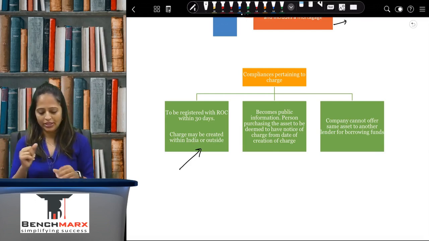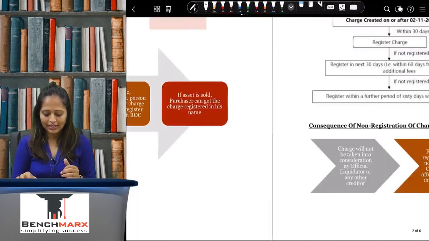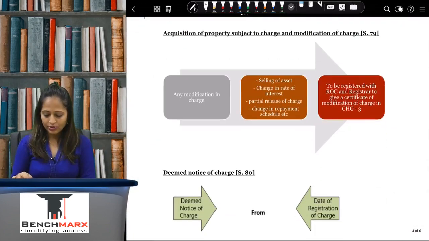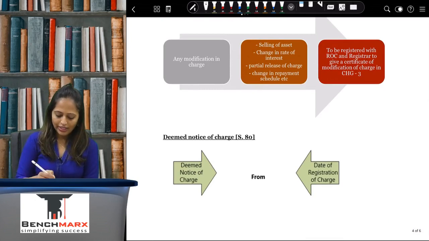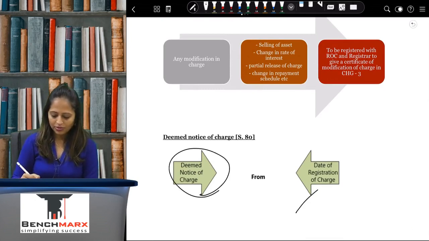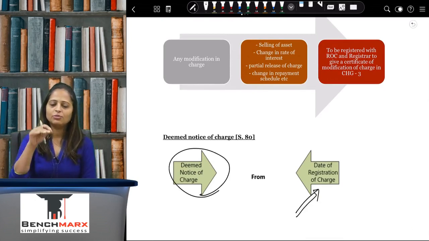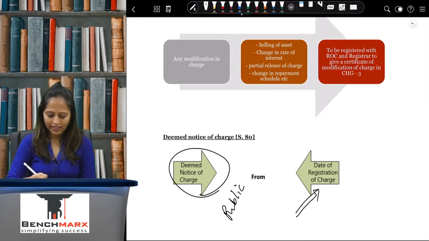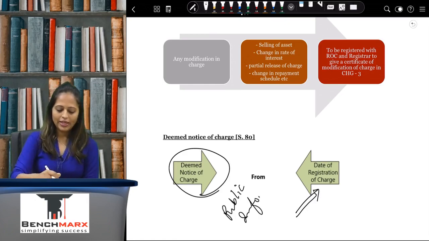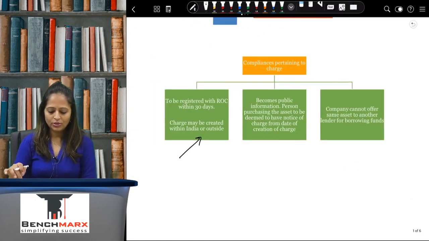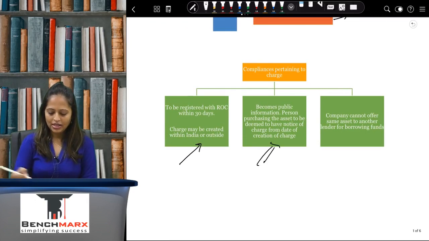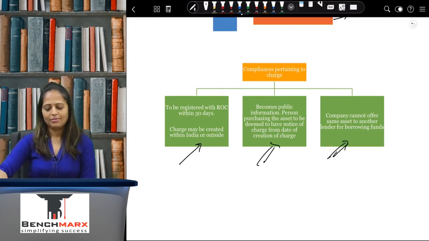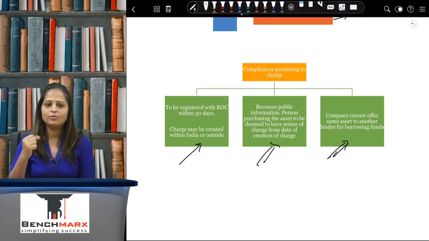No, he cannot repudiate the contract, because if you go to section 80, what section 80 tells you is that you are deemed to have notice of the charge from the date of registration of charge. So from the date the registration of charge is done, you are deemed to have knowledge of it because it is a matter of public information, correct? So any person dealing with the company is deemed to have knowledge of that, and the company cannot offer the same asset to another lender for borrowing funds.